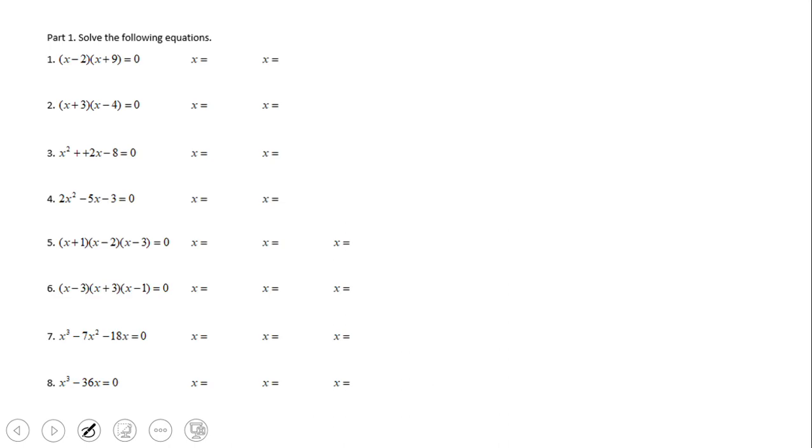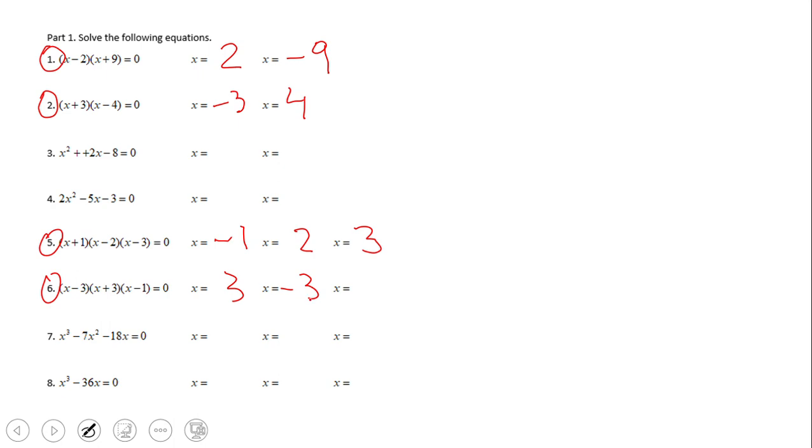In this short video clip we have a discovery about zeros of polynomial functions. On this first part we're going to look at how to solve some equations. Some of them, like this one, are already in factored form, and we just use the zero product property and we get the solution here. X equals 2, x equals -9, x equals -3, x equals 4. For number 5, -1, +2 and +3. Here we have +3, -3, and +1.